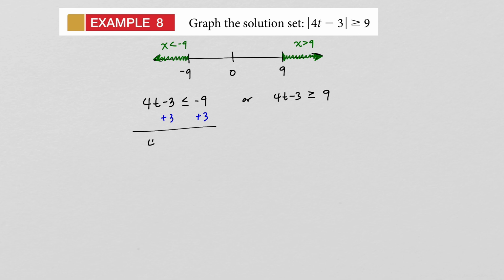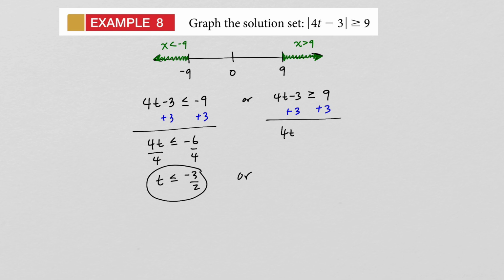And that gives us 4t is less than or equal to negative 6. Then we can divide by 4, and we get t is less than or equal to negative 3 over 2. So that's one possible answer. Or the other possible answer, if I add 3 to both sides here, we get 4t is greater than or equal to 12. And then dividing by 4, we get t is greater than or equal to 3.